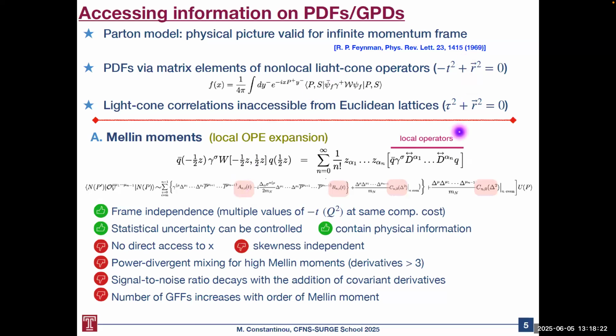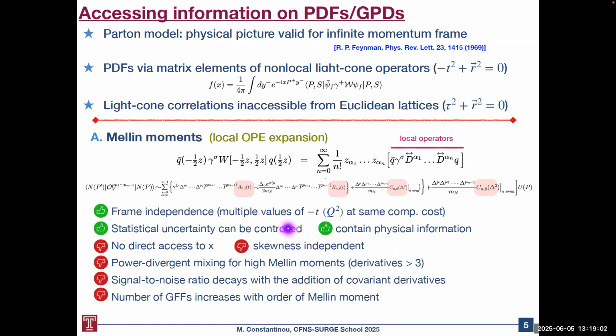Statistical uncertainties for small values of n can be controlled. They do contain physical information: charge radii, mass, spin, and many, many more quantities. However, there are a lot of limitations, some of which are related to the fact that I did an OPE, meaning I no longer have direct access to all the parameters of the PDFs and GPDs because I integrated them out. I don't know anything about skewness. I will come back to what that means; it is related to the momentum transfer and the direction of the boost.